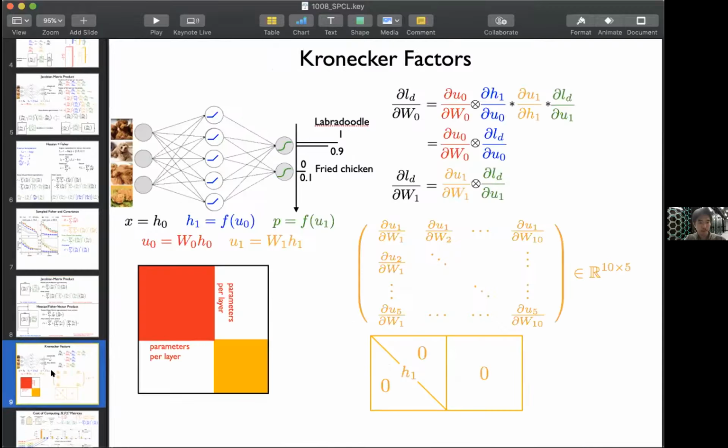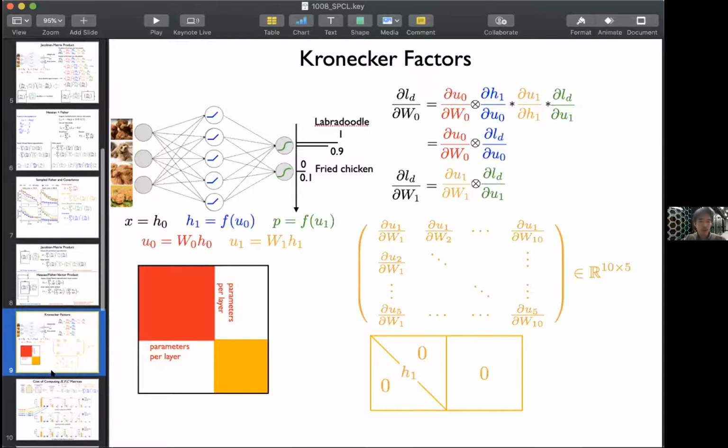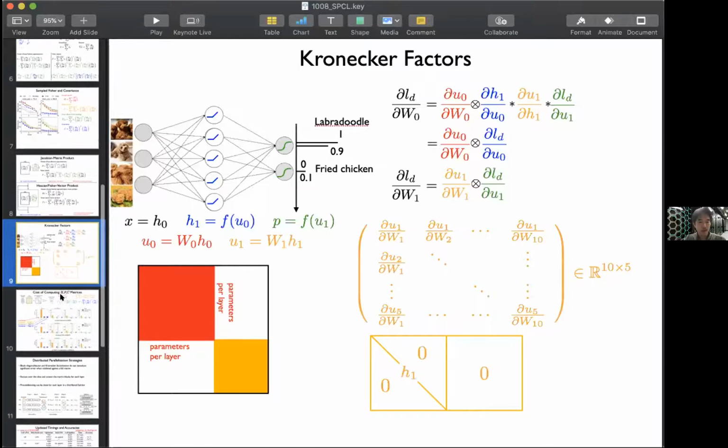Okay, one more thing that I'll describe briefly before I move into some of the results is the Kronecker factorization. So I've mentioned in many of my talks about Kronecker factored approximate curvature, KFAC.